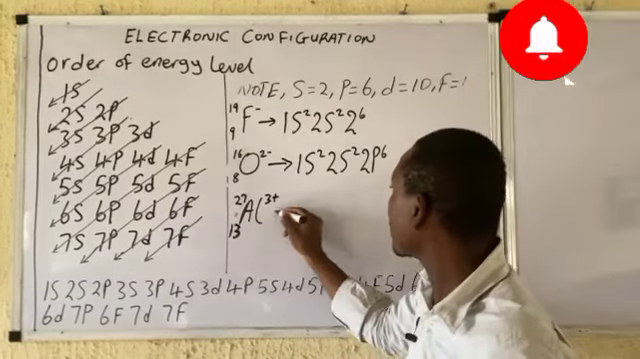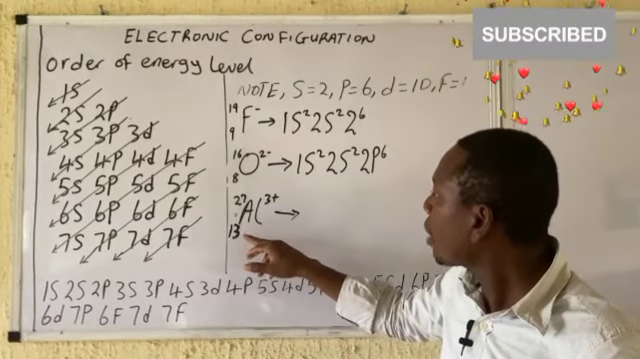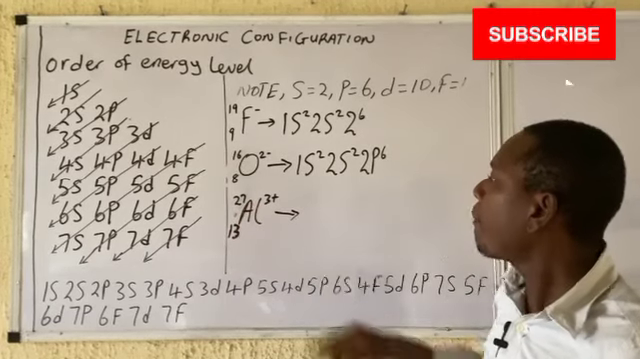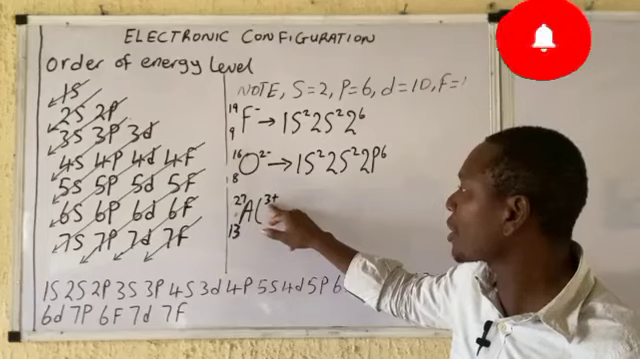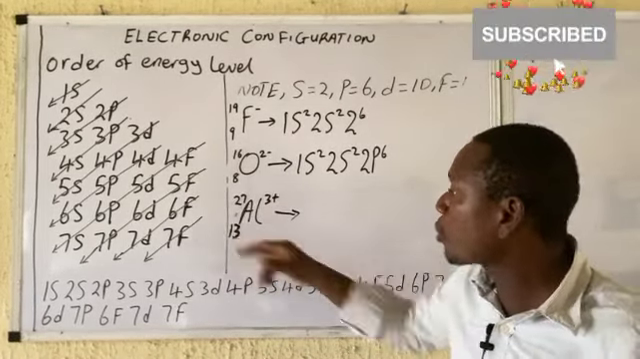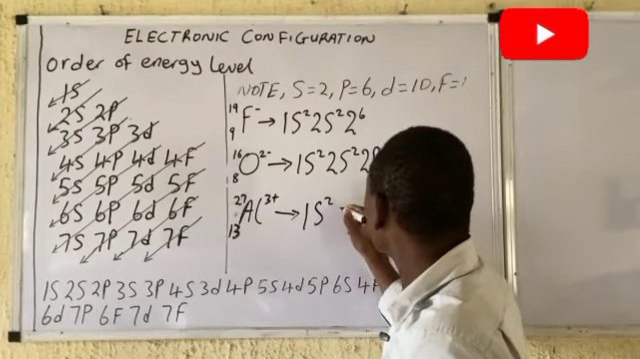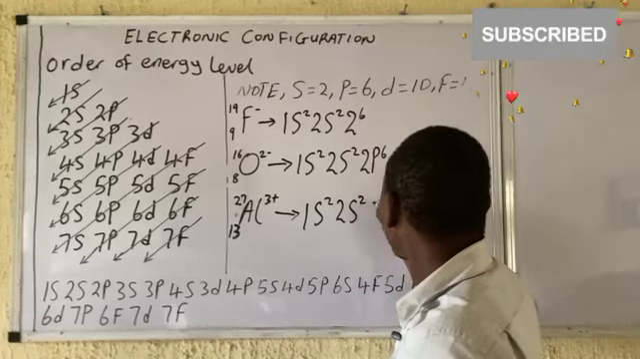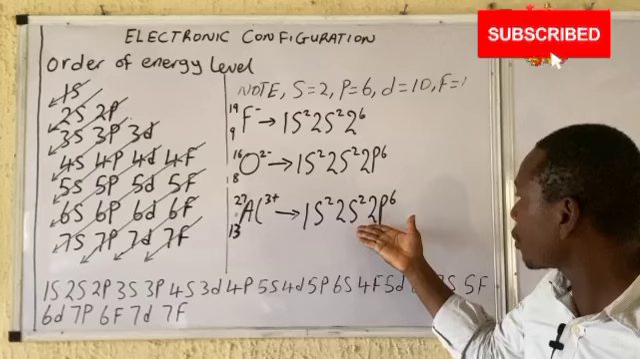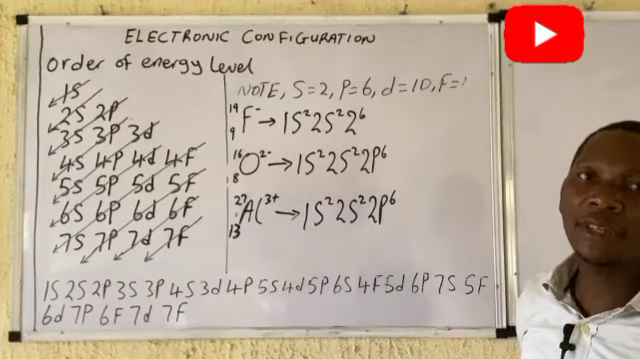So let's take a look at the last one. Aluminium in this case has atomic number 13 and mass number 27. But 3 plus means that it has actually lost 3 electrons. So instead of working with 13, we are going to work with 10 because it has lost 3 electrons. So we now have 1s2, 2s2, and 2p6. In this case, aluminium has the same electronic configuration as oxygen and fluorine. So please take note of that.